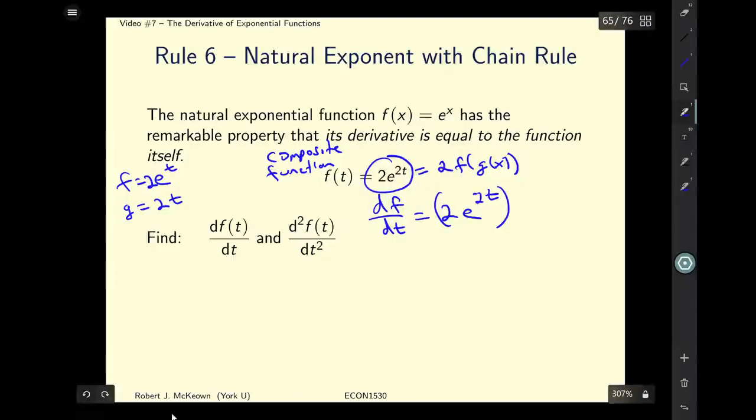So first we take the derivative of essentially the outside function. Now I want to take the derivative of the interior function, or the kernel, and it's 2 times t, so it's just going to be 2t to the 1 minus 1, like so. And the first derivative is going to be equal to 2e to the 2t.